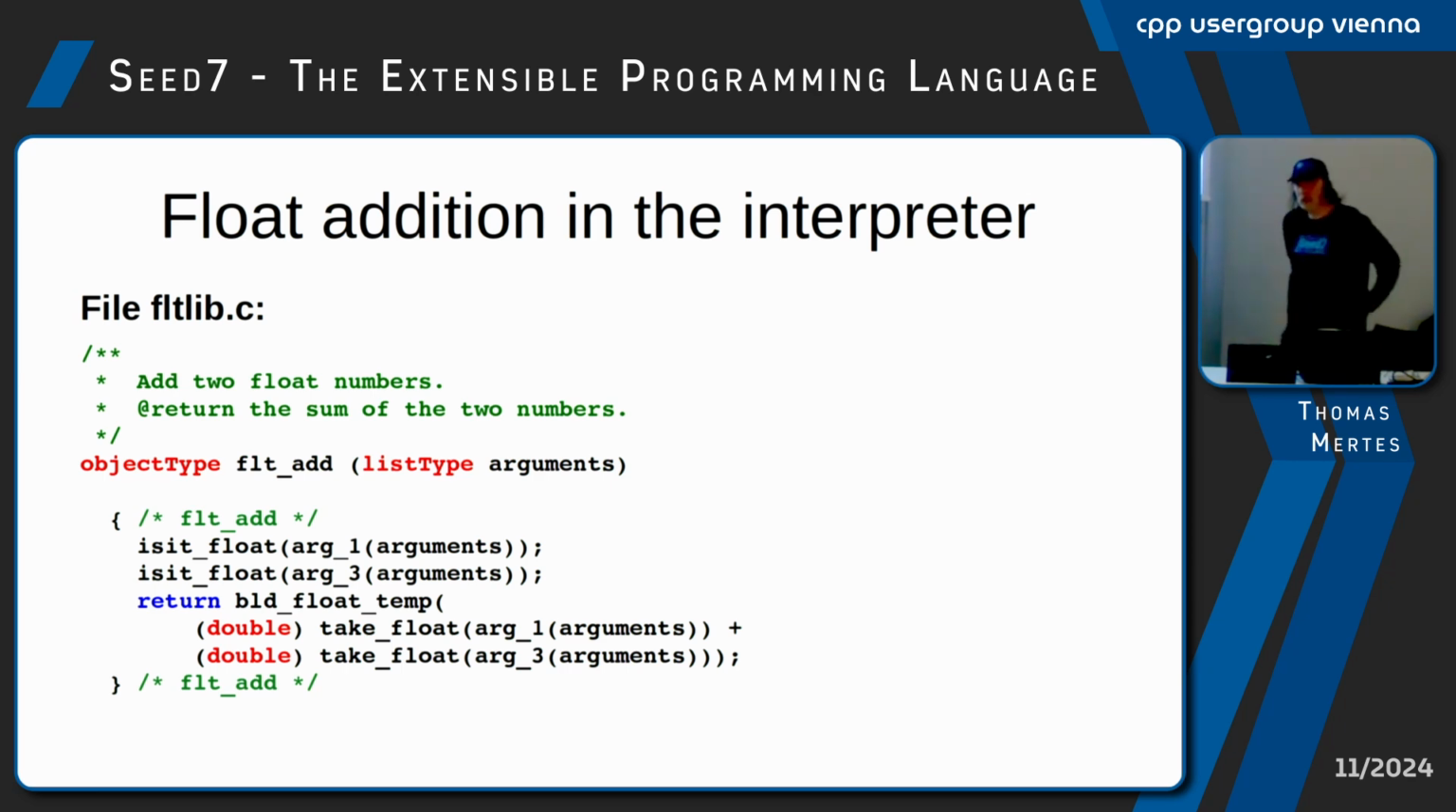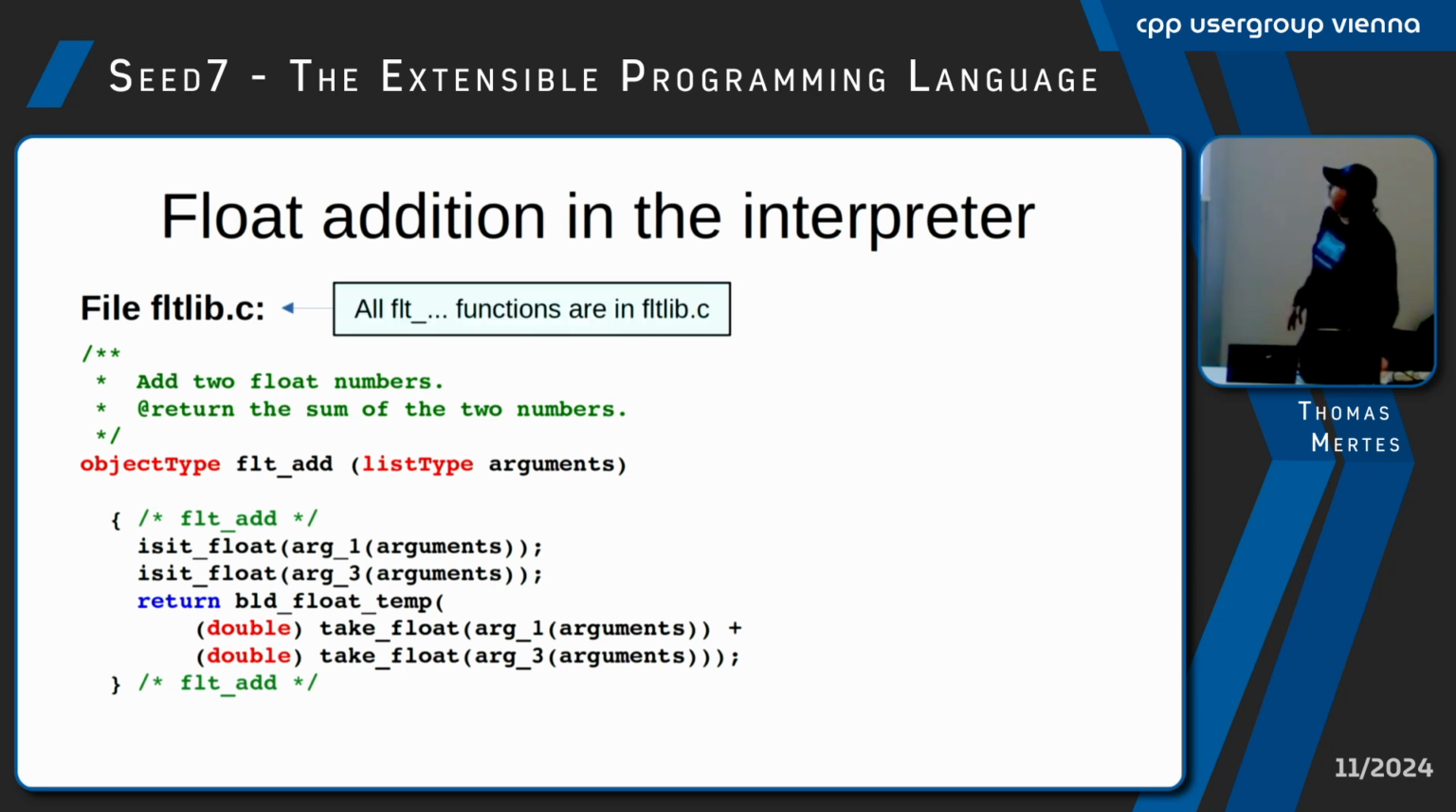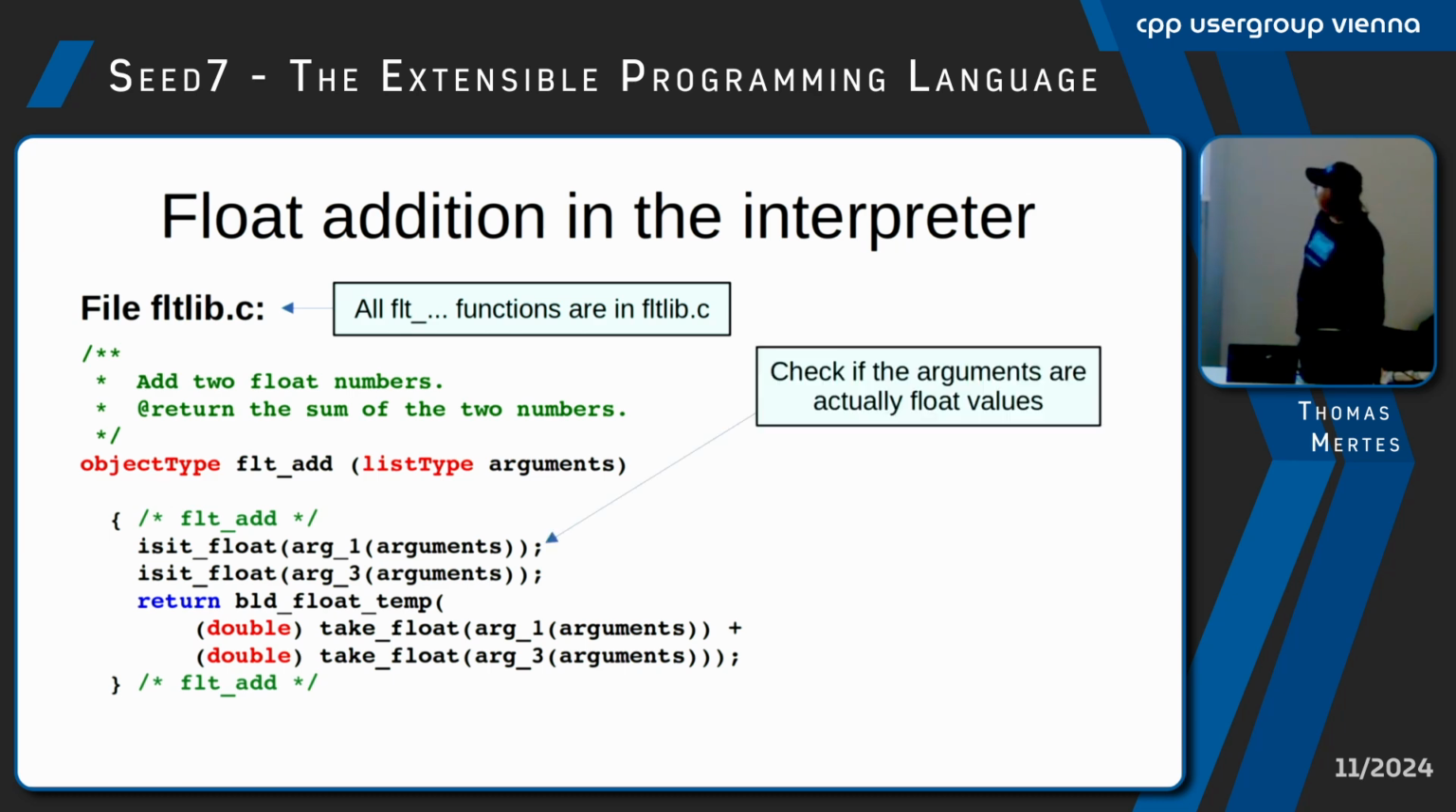And now we can take a look at how float add actually is implemented in C, in the C code. In Seed7 there are different actions, and in this case floating point actions. All these floating point actions start with FLT underline and then some name, and they are all concentrated in this floatlib file. And what happens if this is executed, we check first if the arguments are really float.